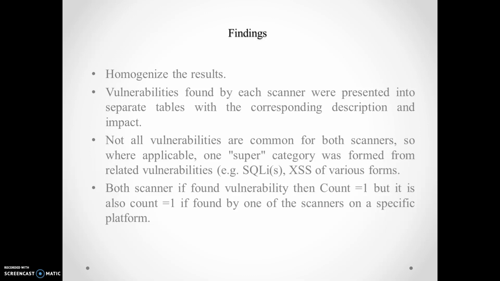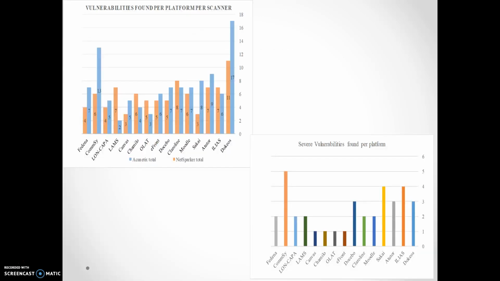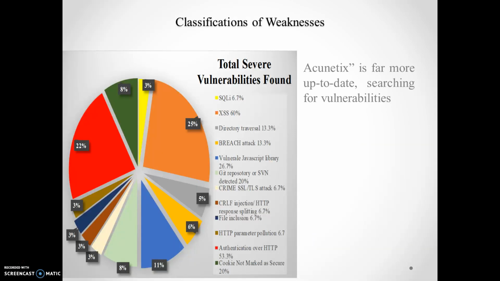So rather than doing it that way, we have divided the section into three different parts. The first part is about checking the vulnerabilities found per platform per scanner, where both scanners were tested on all 15 LMS and the results were shown. In the second graph, the severe vulnerabilities found per platform across all 15 were reported. And in the third, the classification of weakness, the top or severe vulnerabilities which were common to both were reported.